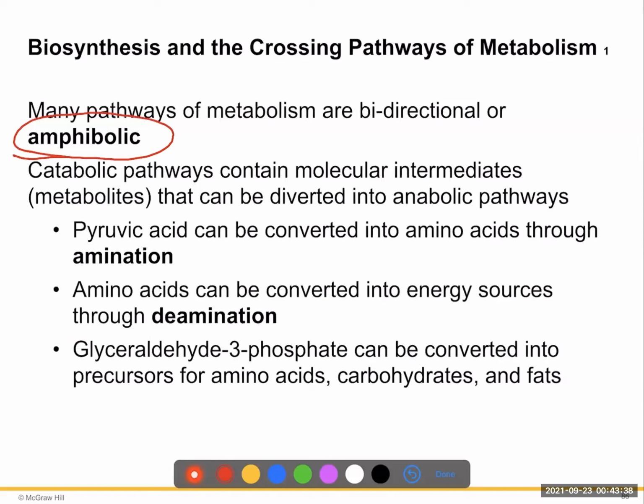So pyruvic acid can be converted into amino acids through what's called amination, the adding of an amine group. Amines have nitrogen on them. So we get pyruvic acid, add an amine group to it, and we can make amino acids, which we use for our proteins. Amino acids can be converted into energy sources through deamination. We can take that amine group off and we can release energy from it. Glyceraldehyde 3-phosphate can be converted into precursors for amino acids, carbohydrates, and fats. That's part of your Krebs cycle.